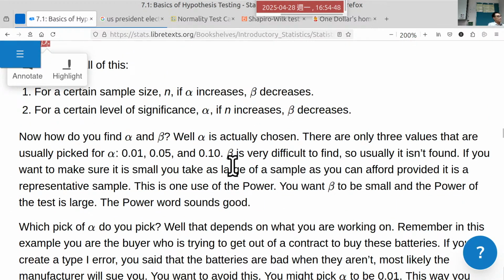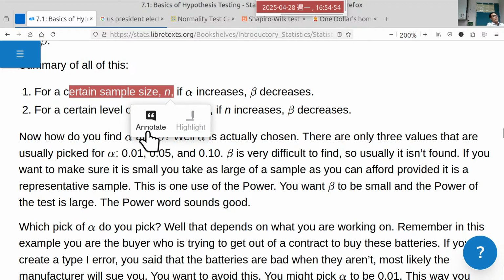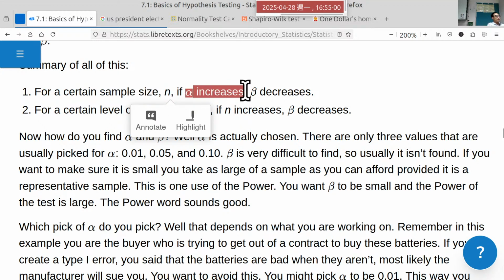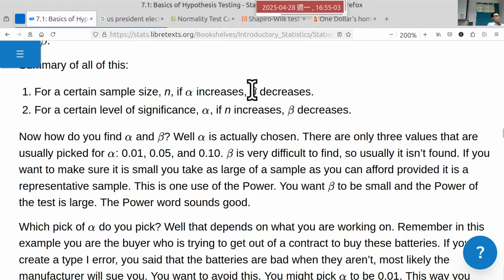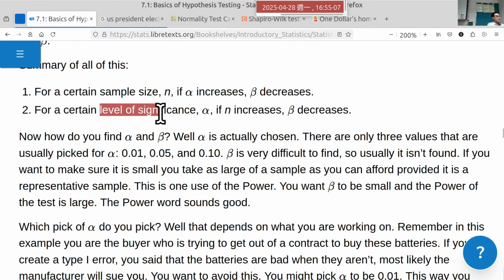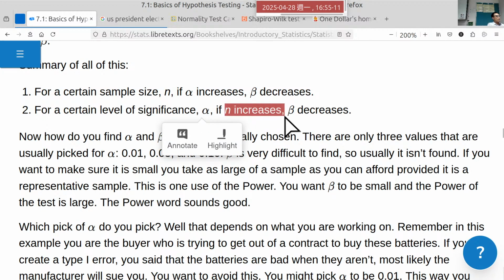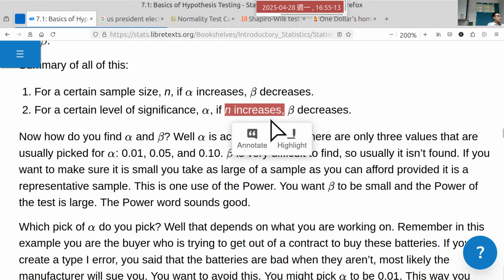Now, for a certain sample size n, if alpha increases, beta decreases. For a certain level of significance alpha, if n increases, beta decreases.